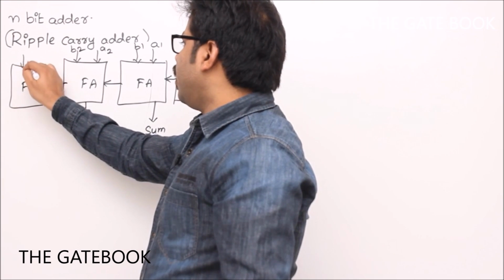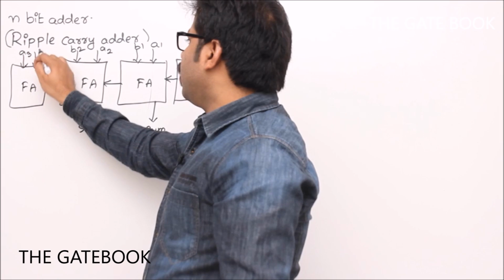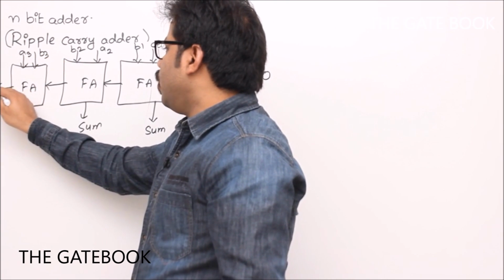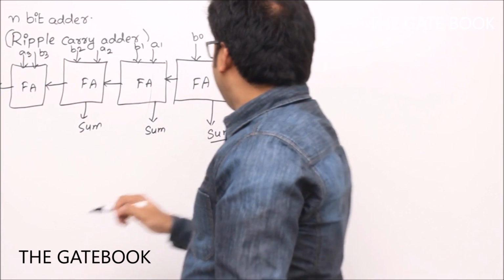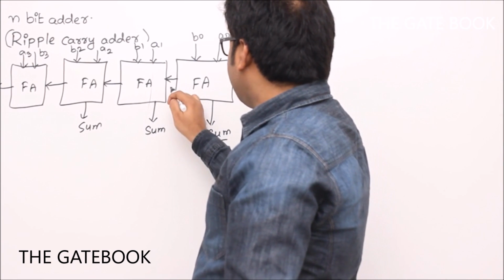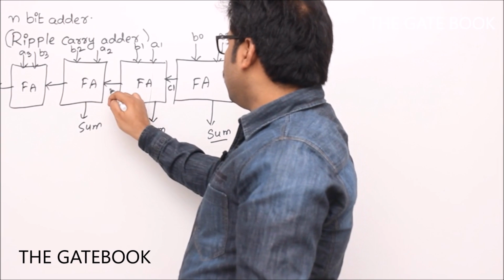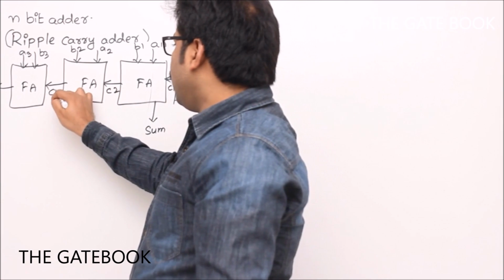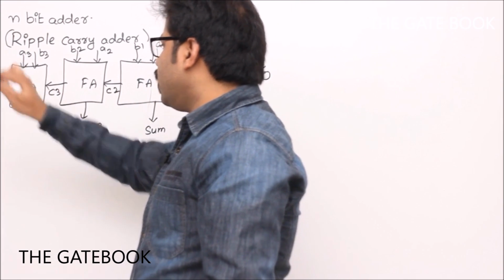So that would be final, right? A3, B3. Then whatever the carry you get, let's number them. This is, let's say, the first carry, C0. This is the second carry, C1. This is carry 2. This is carry 3. This is carry 4, C out.